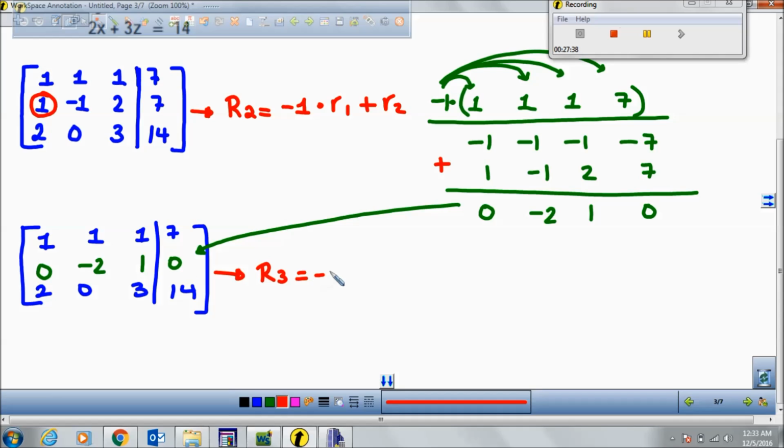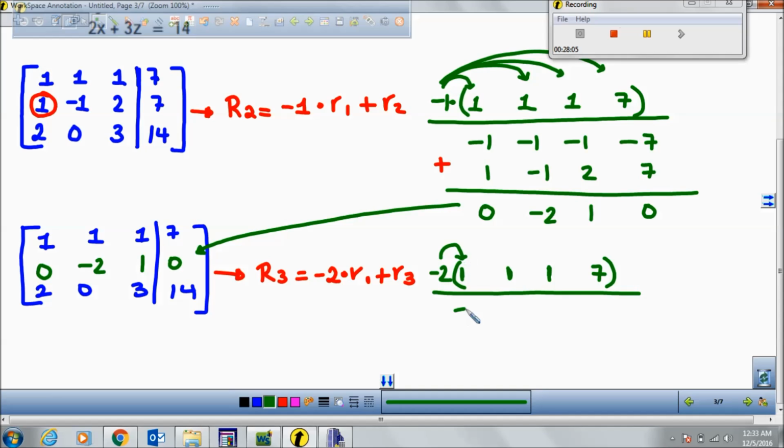So -2 times the one that you see on the top, which is in row 1, plus every number in row 3. So let's copy all the numbers in row 1. 1, 1, 1, and 7. And we're going to multiply all these ones times -2. So -2 times 1, -2. -2 times 1, -2. -2 times 1, it's a -2. And then -2 times 7, -14.